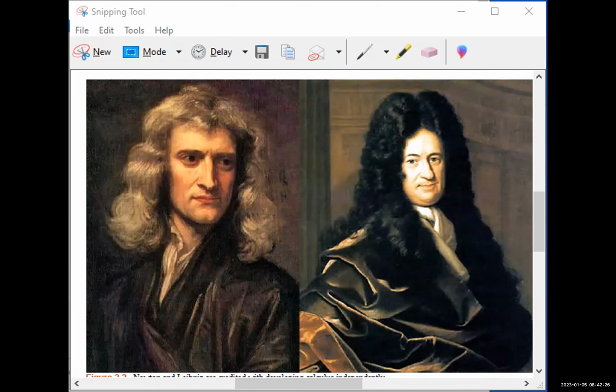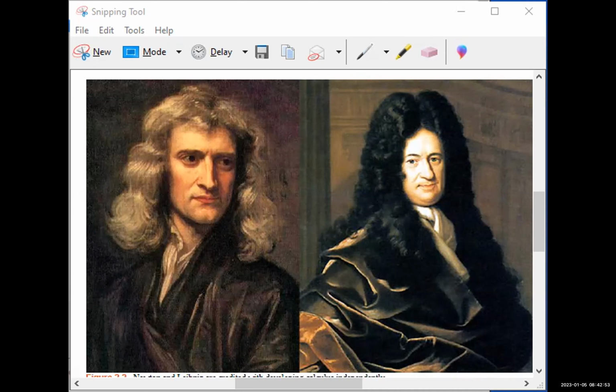Before we go into chapter 3, take a look at these two men. One on the left is Sir Isaac Newton of England, and the one on the right is Leibniz. These are the two men who are credited with starting calculus back in the 1600s, the 17th century.